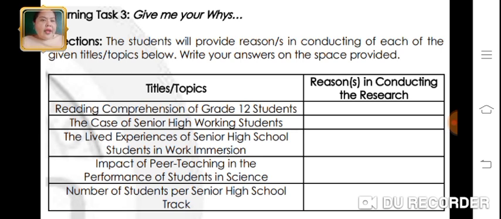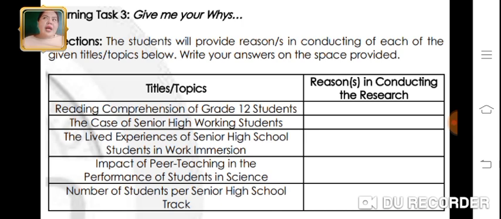So, this time, I prefer na gawin nyo sa bond paper. So, what you're going to do is provide reasons. Bakit ito yung i-research? Reason in conducting the research. Bakit sa tingin nyo? Number 1, reading comprehension of grade 12 students.